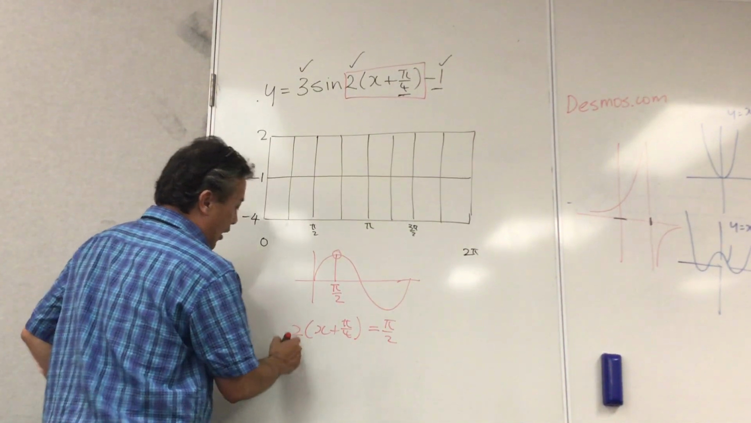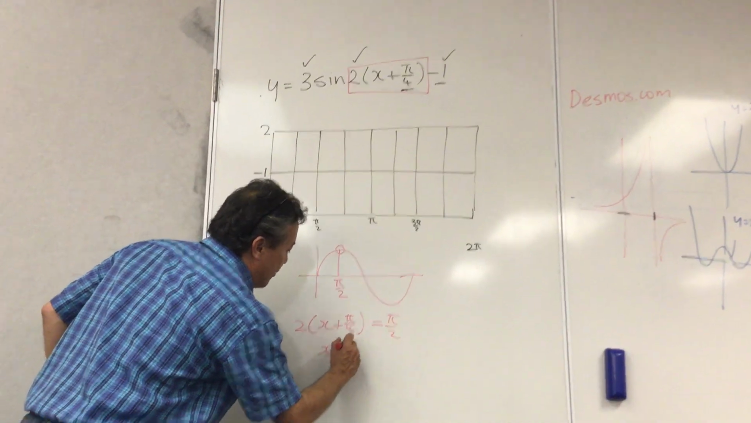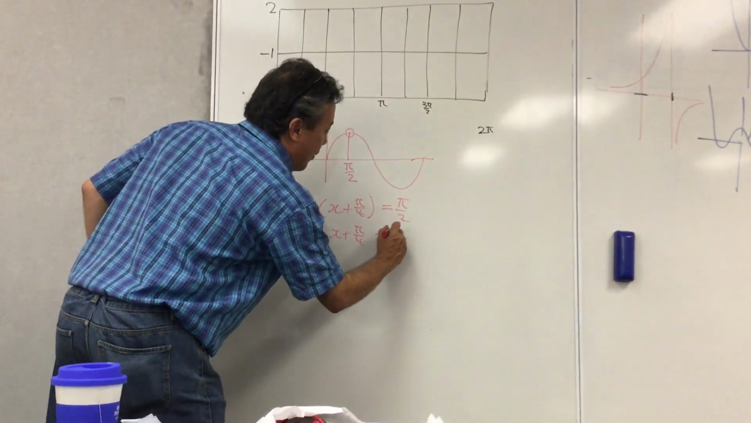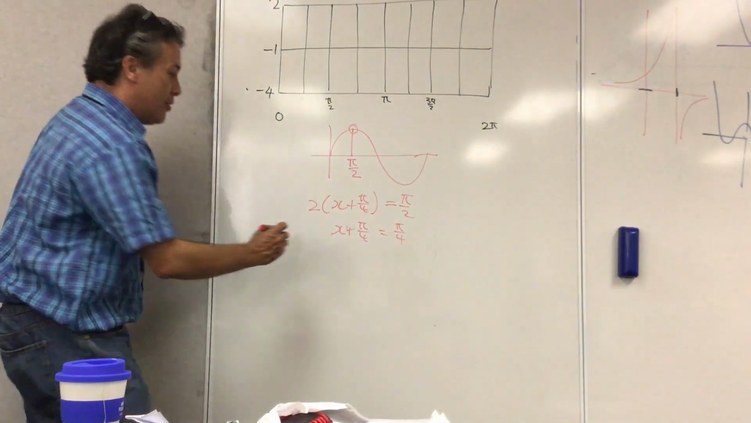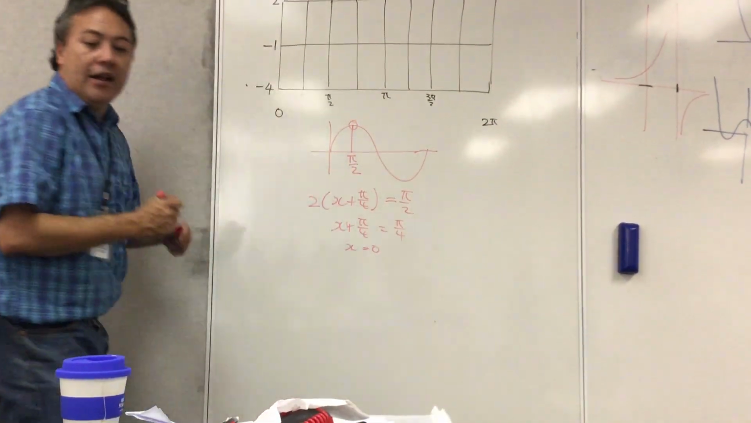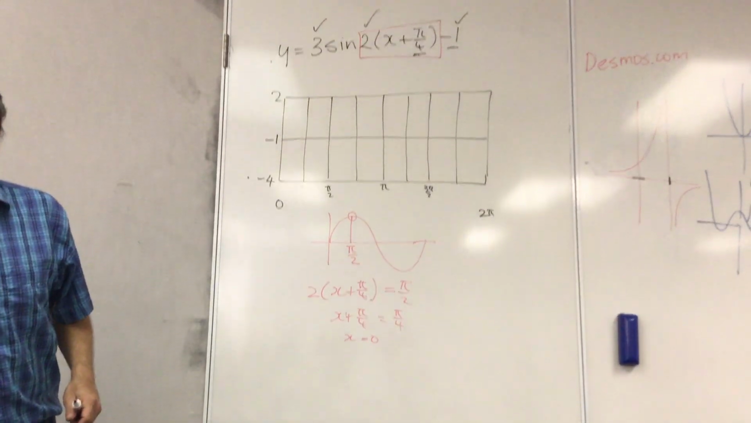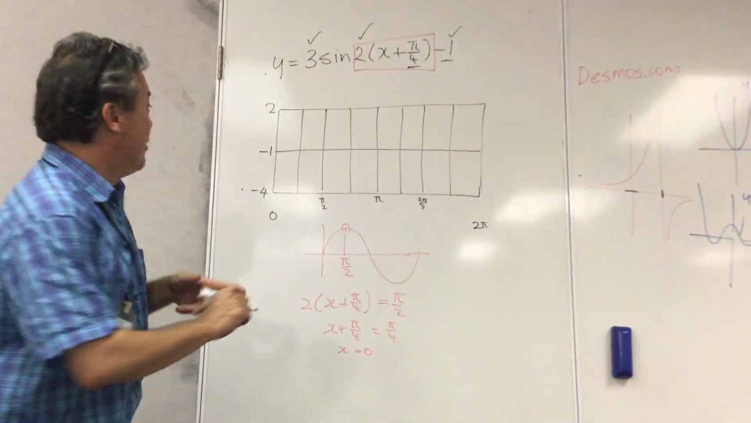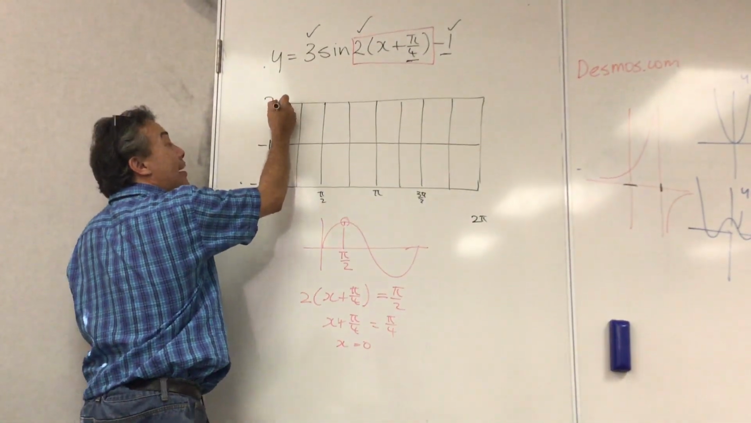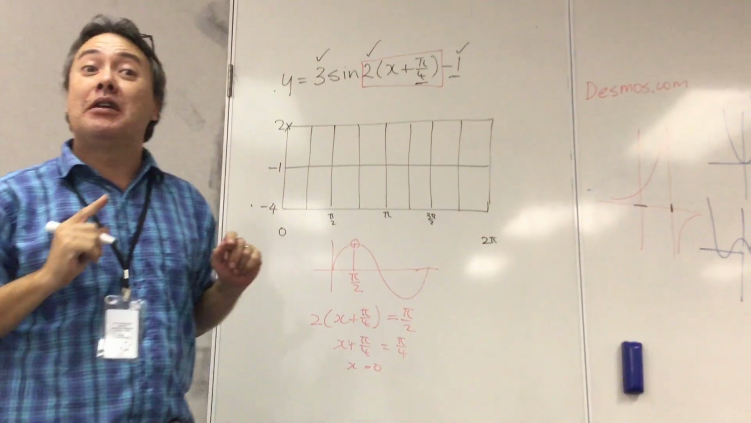Right? So bring this over, so 2x equals pi on 4, and x equals 0. That means when x is 0, we have a peak. And so we have a peak at x equals 0.